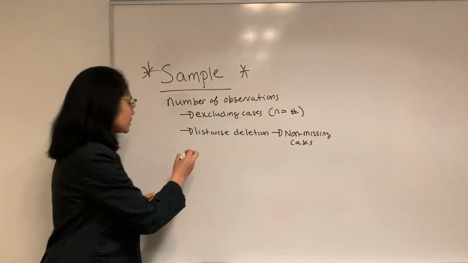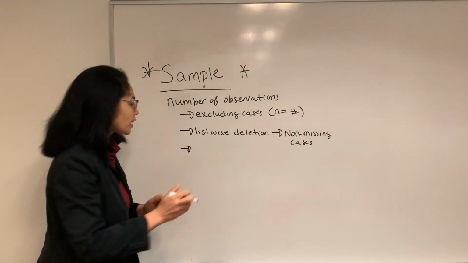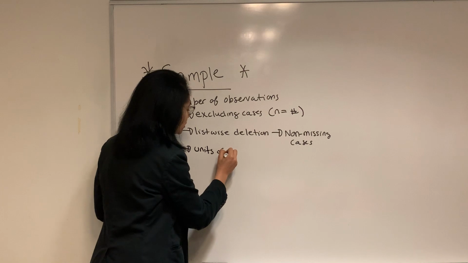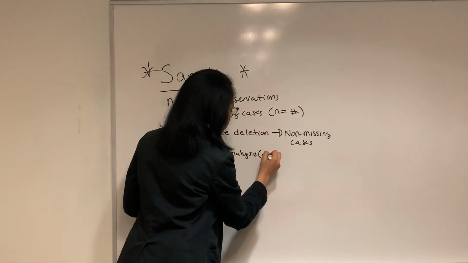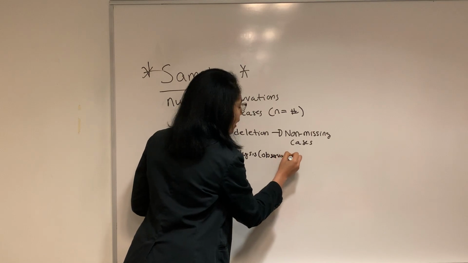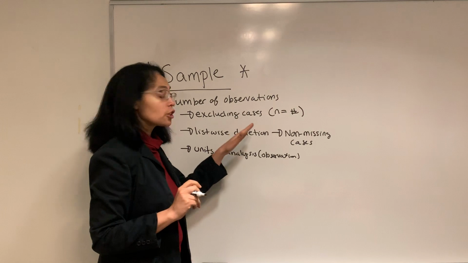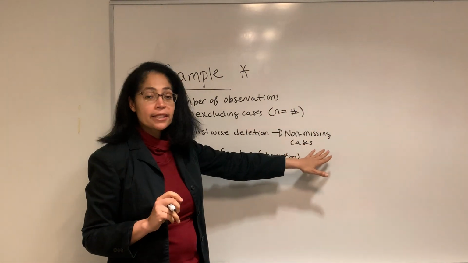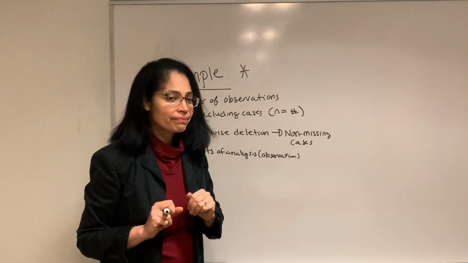Last but not least, make sure you clarify, and don't worry about overemphasizing this, the units of analysis or observations. I have 223 cities in my data set. I excluded this many have non-missing cases, and this is where I'm left with. This is the number of cities I'm left with.